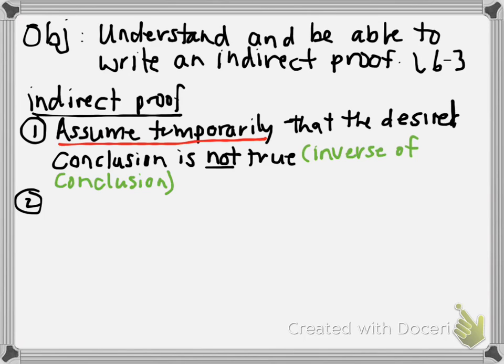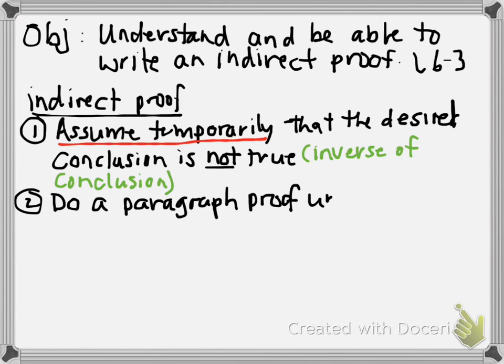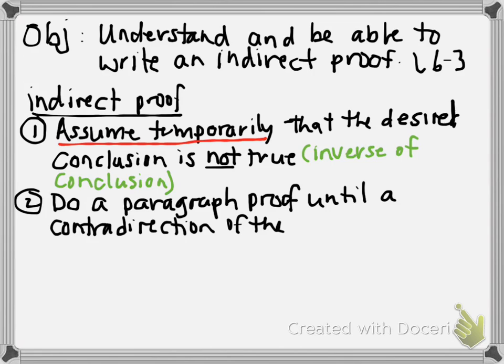Second, you're going to do a paragraph proof. So not 2 columns. Until a contradiction of the hypothesis. I'm going to underline that.